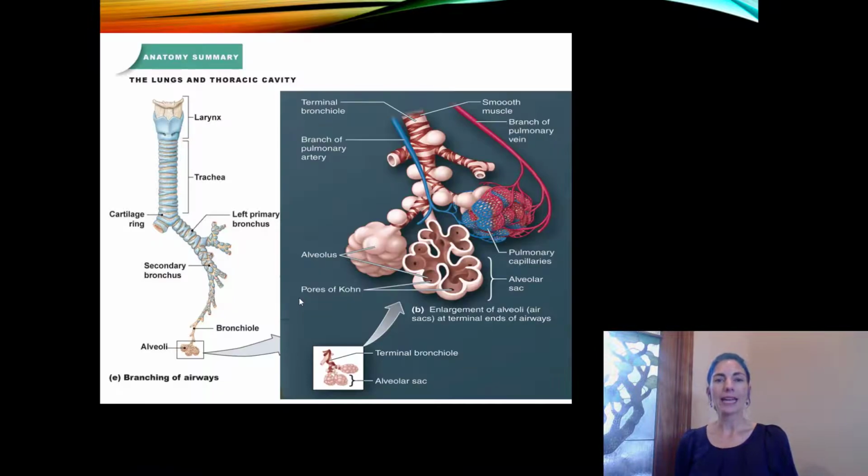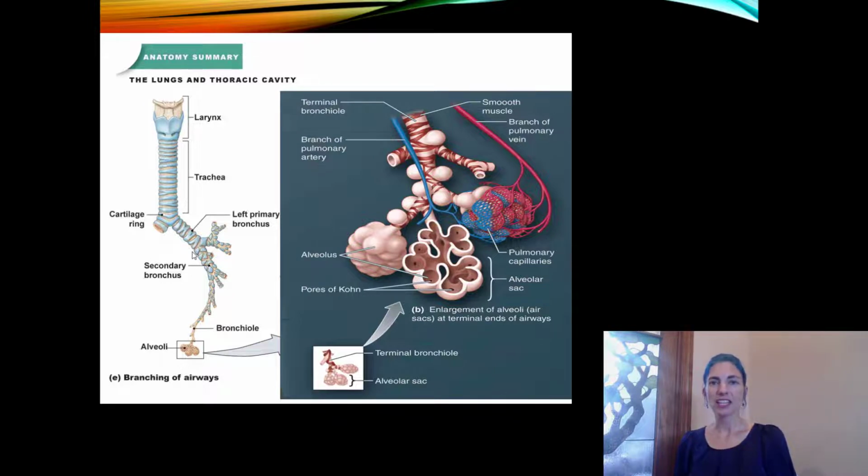Now, once we get down from our trachea, then our trachea breaks off into two major airways. One goes to the right lung and the other goes to the left lung. And as this image over here shows, you can see that the airways continue to branch off and become smaller and smaller and smaller in diameter as you go farther and farther into the lungs.